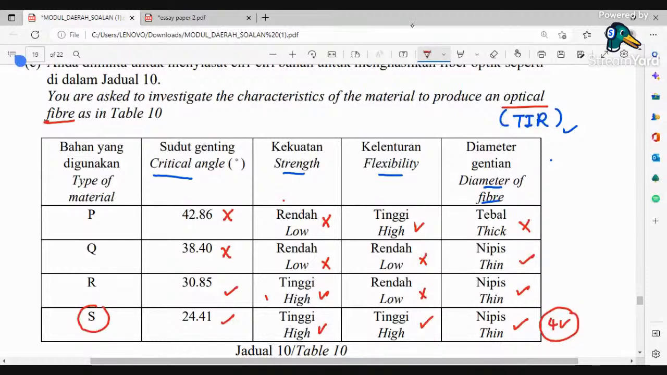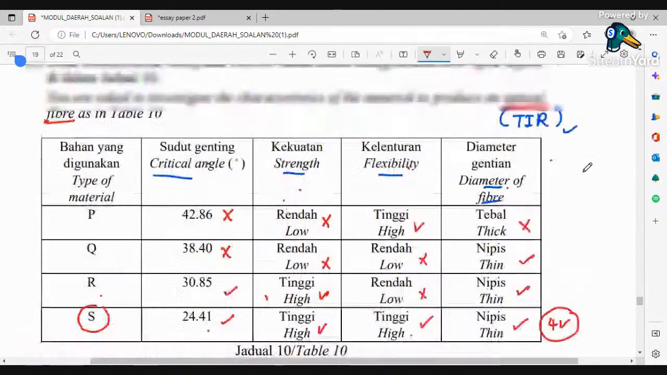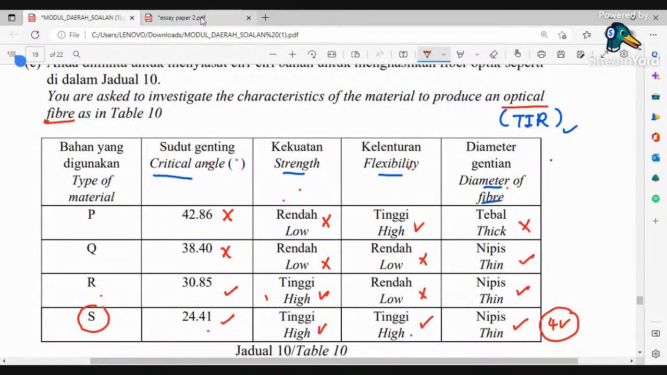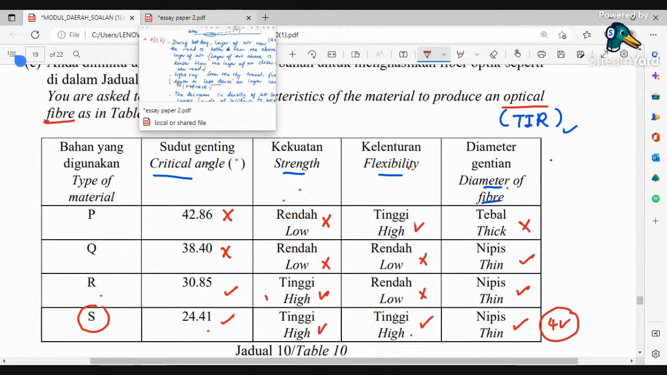I will choose S, means I will explain based on S. So based on S, as comparison to PQR, the critical angle is smaller. The strength is higher. Flexibility is higher. Diameter of fiber is thinner. So I just explained the characteristic of S only. Now let's go to the table. Critical angle, strength, flexibility, diameter of fiber.